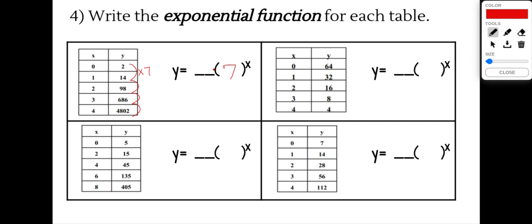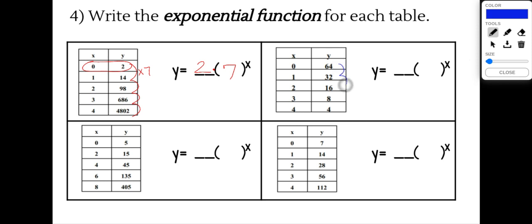But the first number, that's my y-intercept. When x equals 0, y is 2. So this would be my function rule for the first table. For fun here, guys, we're just going to switch up the color. Okay, so let's look at the one directly across from it.